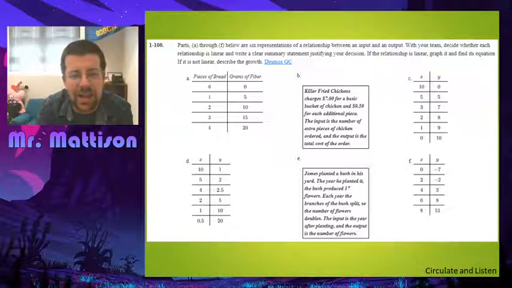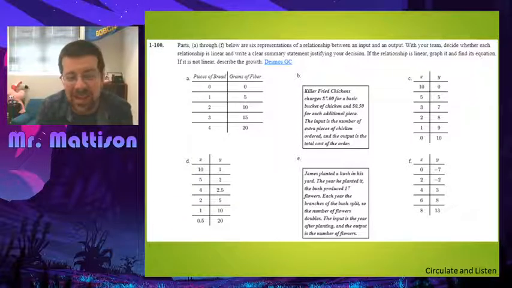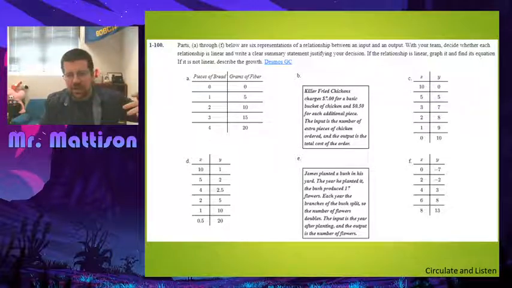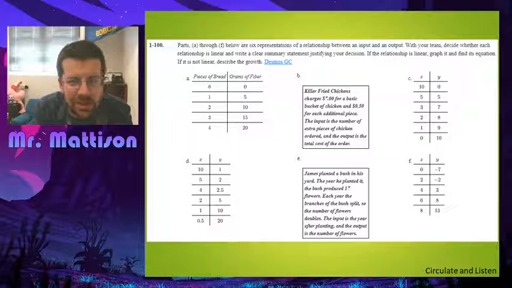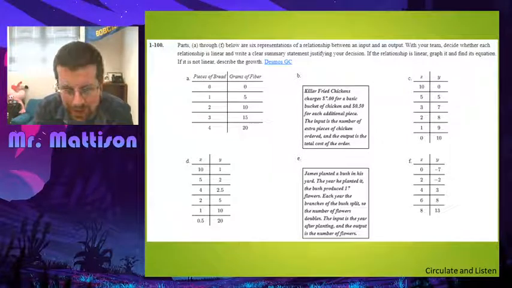If they said something like, hey, your first 2 extra pieces are 50 cents more, and then past that it's $1 more, then that's not going to be linear because it's going to be changing as I move forward. But that one is going to be linear because it's that constant rate based on the same change. So you look at number C. On C, I'm going from 10 to 5, which causes my output to go from 0 to 5. Okay, so going down 5 increases me by 5.